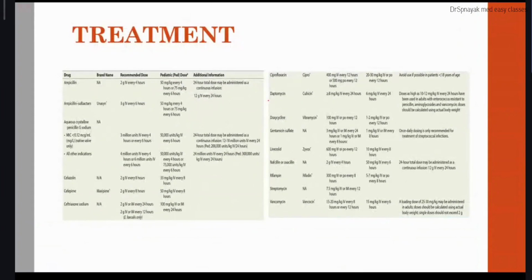So these were the treatments for particular causative organisms and the dosings for all these agents. So that's it for today's session.